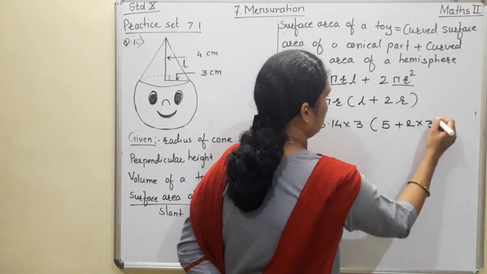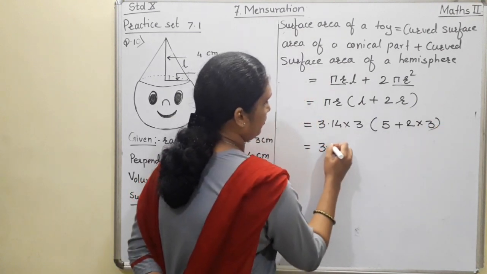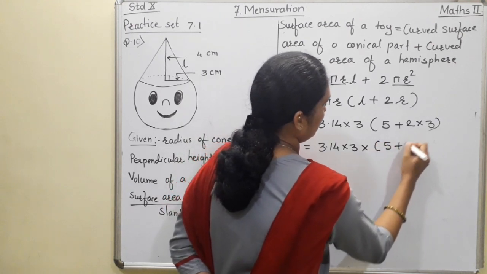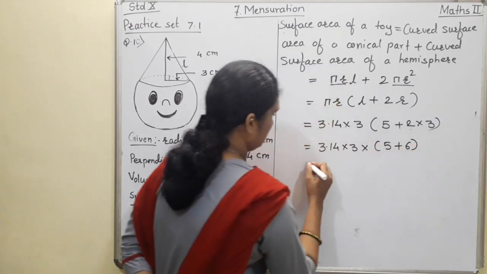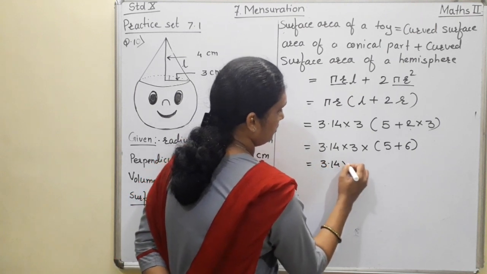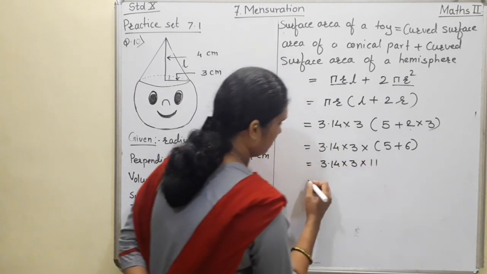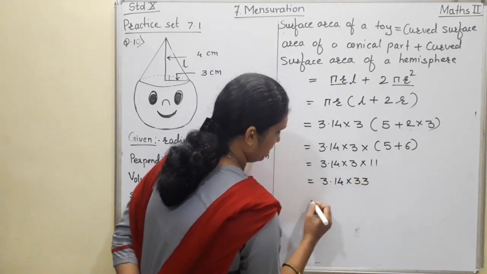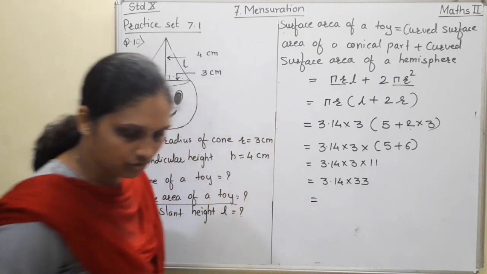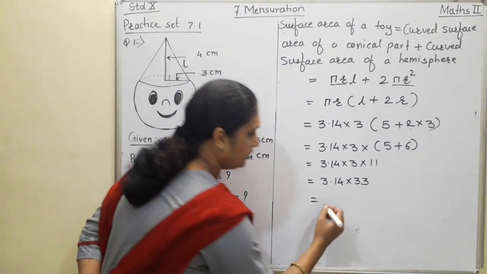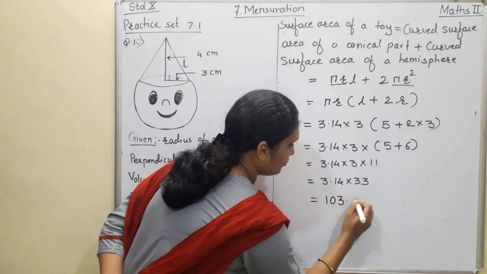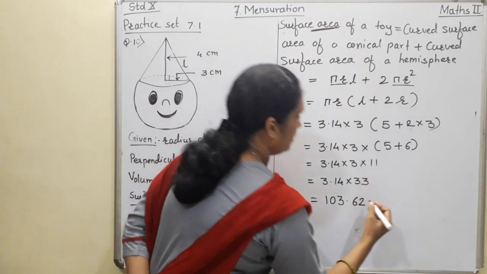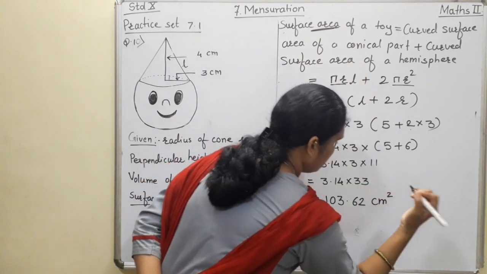2 into 3. That is 3.14 into 3 into, now see, 5 plus 6, that is 3.14 into 3 into 11, that is 3.14 into 33. And if you do the calculation of this, the answer will be 103.62. As this is the area, the unit will be centimeter square.